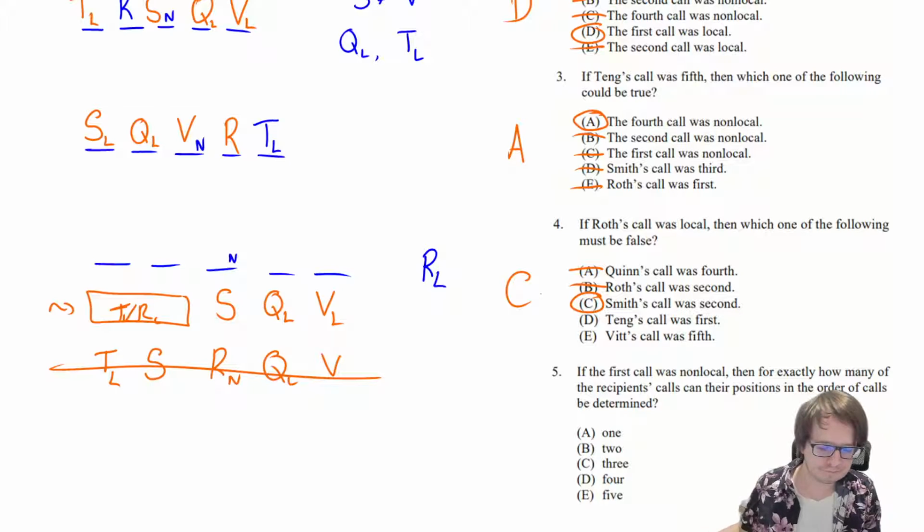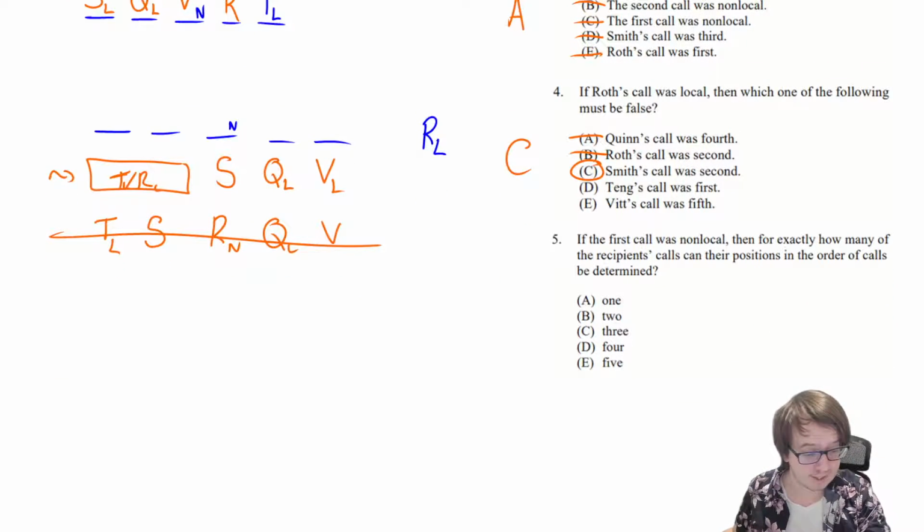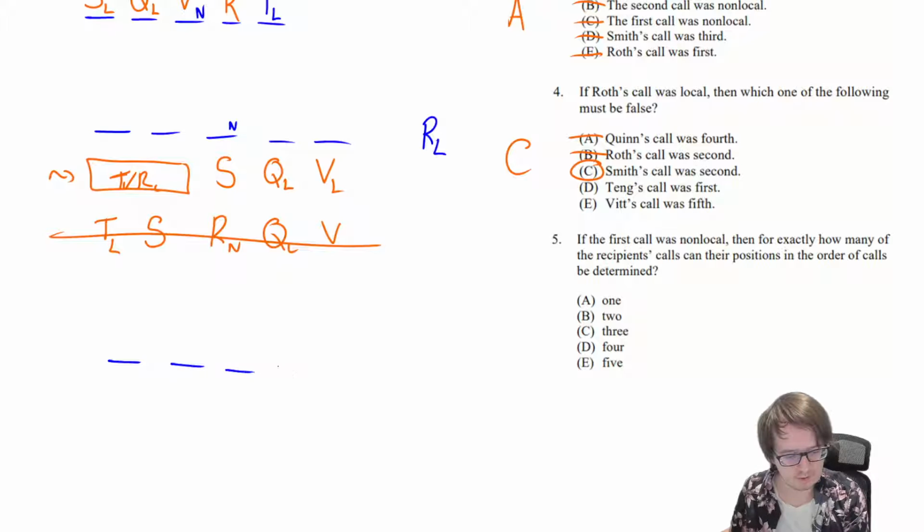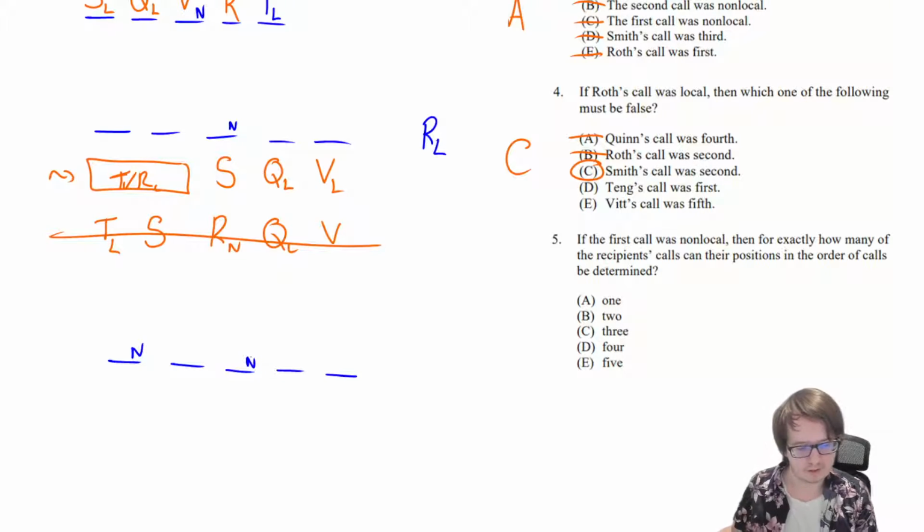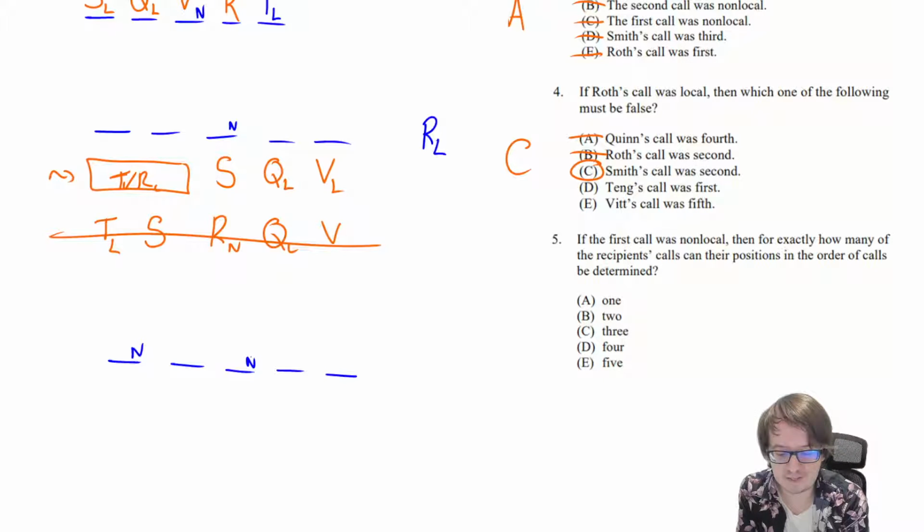And finally, the fifth question, if the first call was non-local, so we have this information now, then for exactly how many of the recipient's calls can their positions in the order of calls be determined? In other words, in more plain English, if the first call was non-local, how many positions can we absolutely determine from this information? 1, 2, 3, 4, or 5.